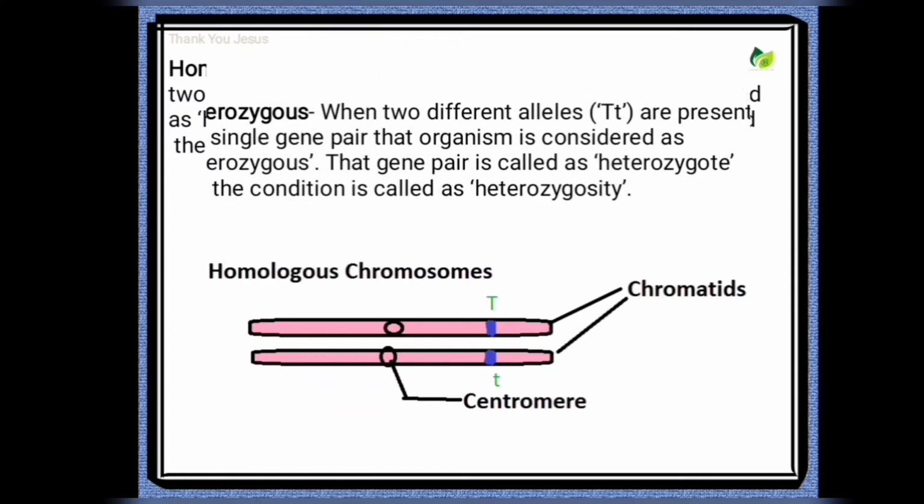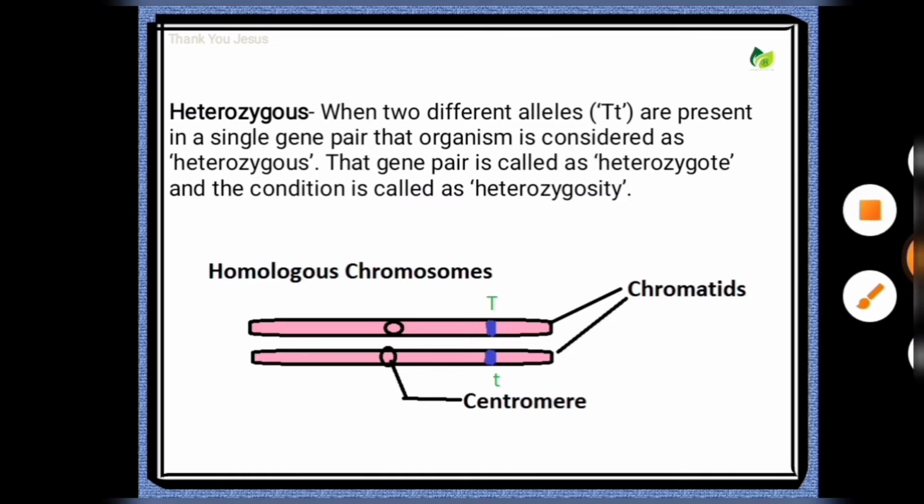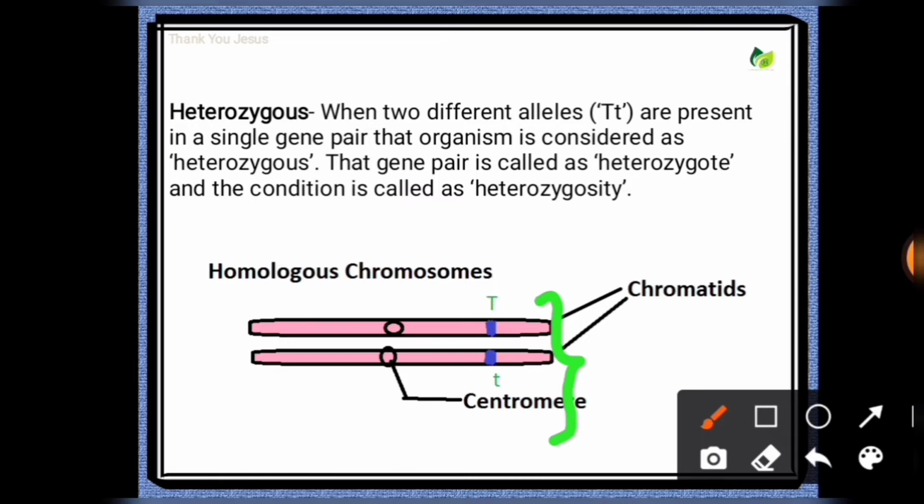Heterozygous. When two different alleles, capital T and small t, are present in a single gene pair, that organism is considered heterozygous. That gene pair is called a heterozygote and the condition is called heterozygosity. So look at the picture. Here two different alleles are present on two homologous chromosomes. One homologous chromosome contains capital T, the other has small t.